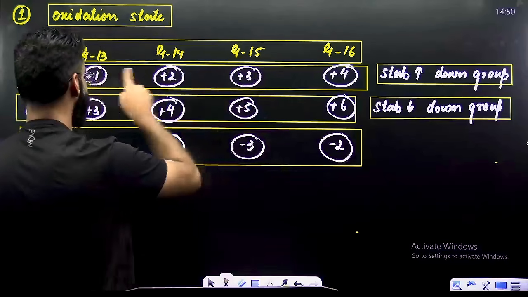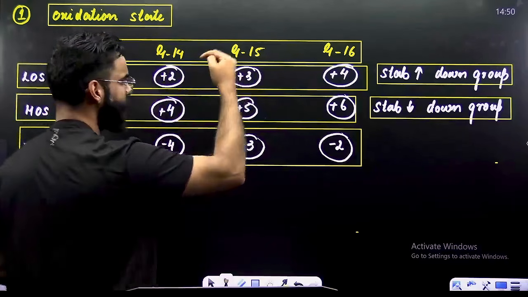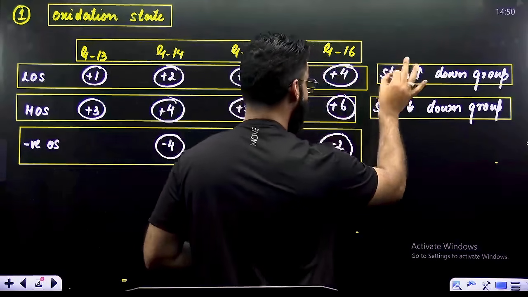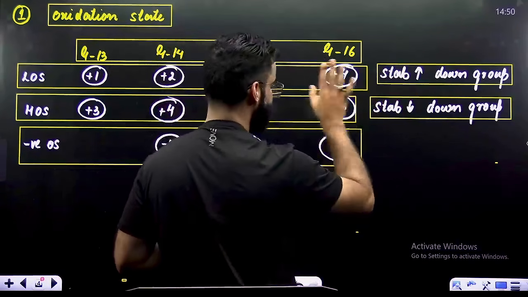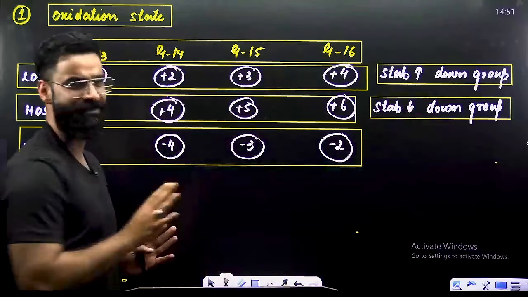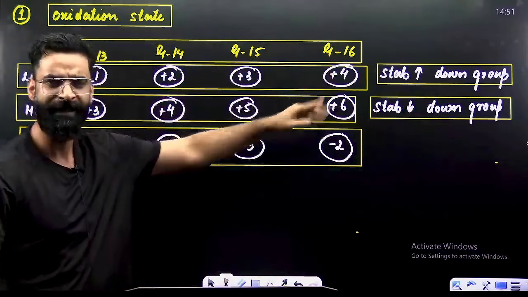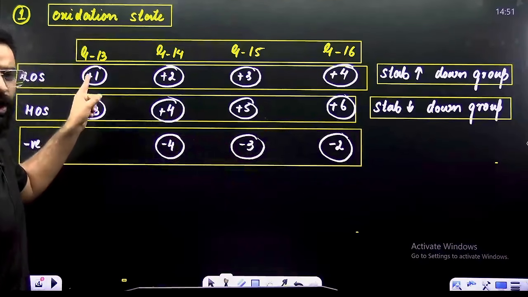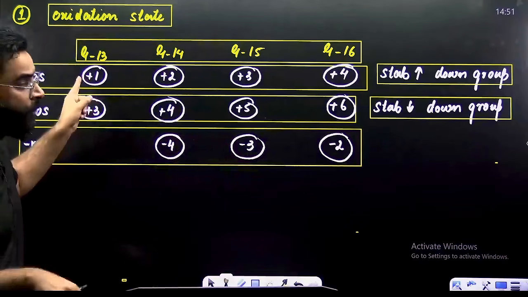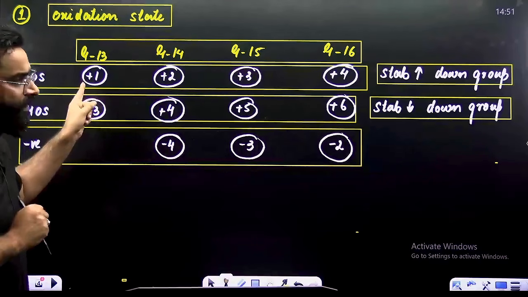This is the lowest oxidation state of group 13, lowest of group 14, lowest of group 15, lowest of group 16. And remember, the stability of the lowest oxidation state increases down the group, whether you talk about group 13, group 14, group 15, or group 16. So what is the lowest oxidation state of group 13? That is +1. So down the group in group 13, the stability of the lower oxidation state increases, right?